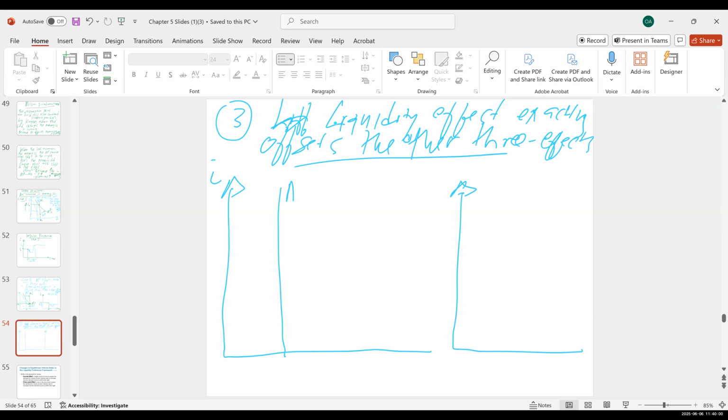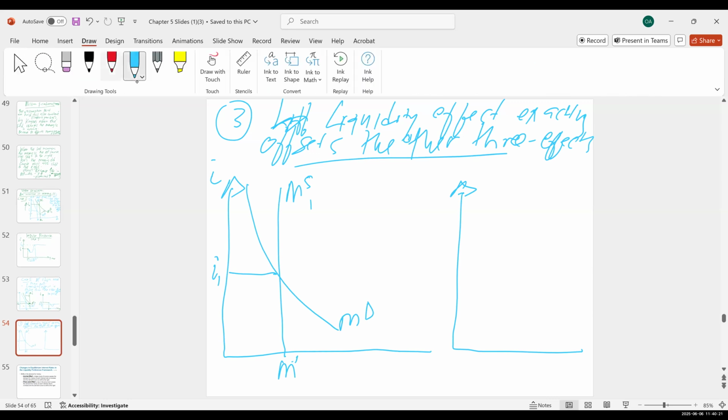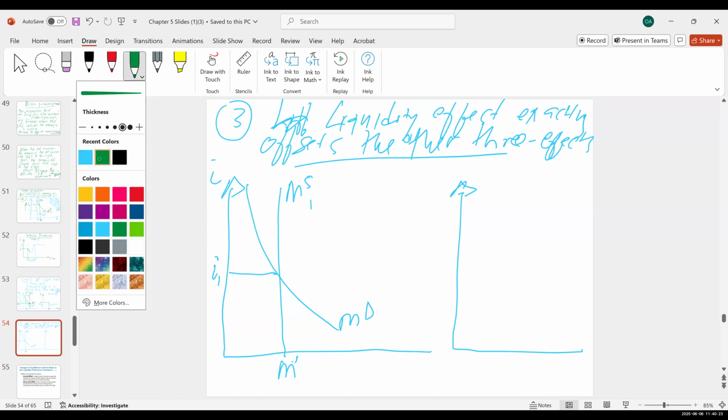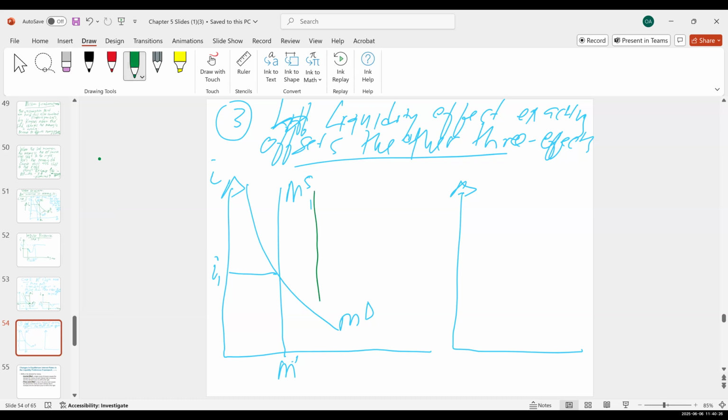So if the Fed prints money and the liquidity effect is exactly being offset by the other three effects, it means the shift of the money demand curve to the right is identical in magnitude to the shift of the money supply curve. So the money supply curve is going to shift to the right like that, M2, and the money demand curve is also going to shift to the right by the same magnitude.